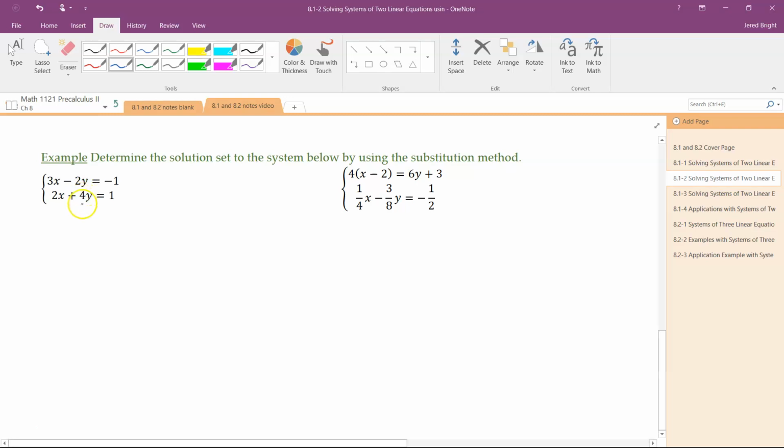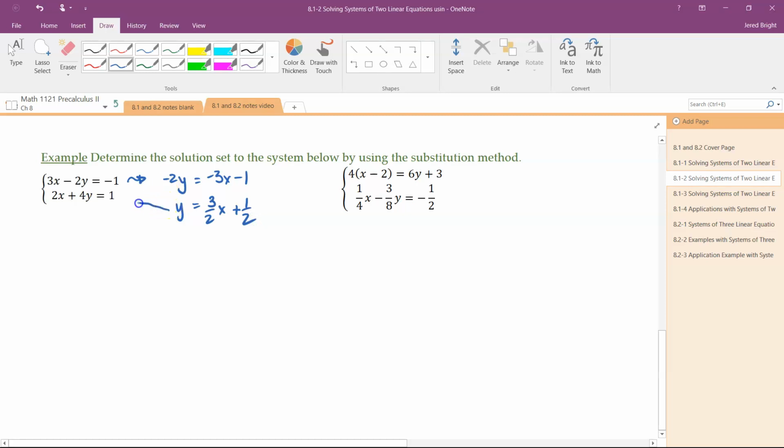This first one, it's not clear what I should solve for exactly. Just for fun, I'm going to take the first equation and solve for y. You can pick either equation; it really doesn't matter. If I solve for y, I need to say this is negative 2y is equal to negative 3x minus 1. Solving for y, I get y is equal to 3 halves x plus 1 half. That's fine and well.